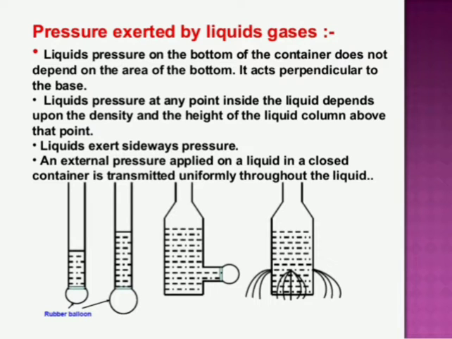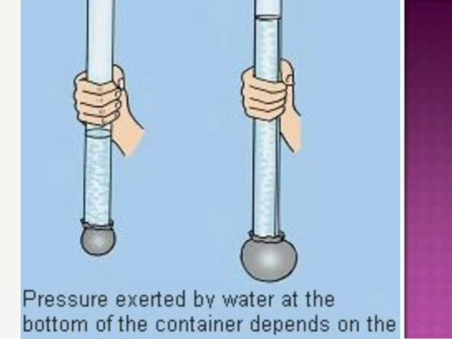One more important point that you have to learn is that the pressure exerted by a liquid at any point inside the liquid depends upon the density and the height of the liquid column above that point. Here density means nothing but how thick or thin a particular liquid is. Now let's understand how the pressure exerted by a liquid at the bottom of a container depends on the height of its column.